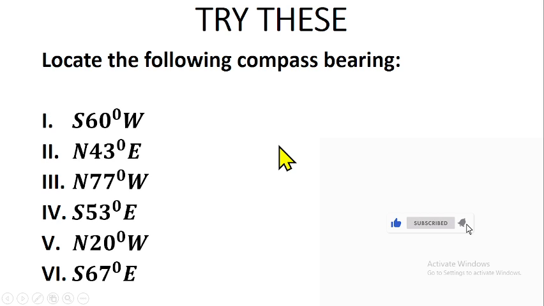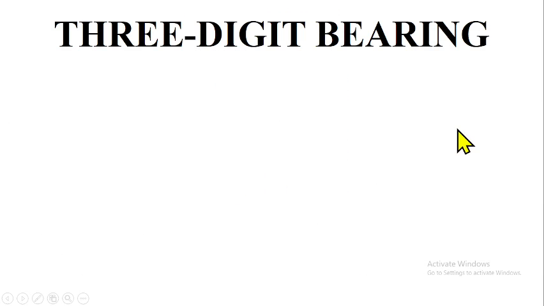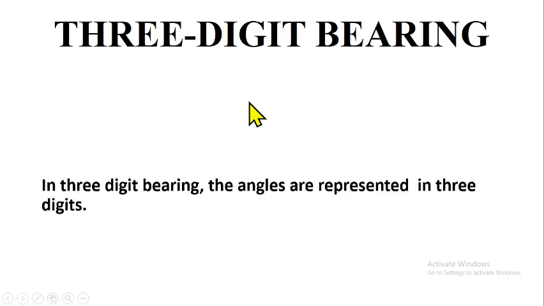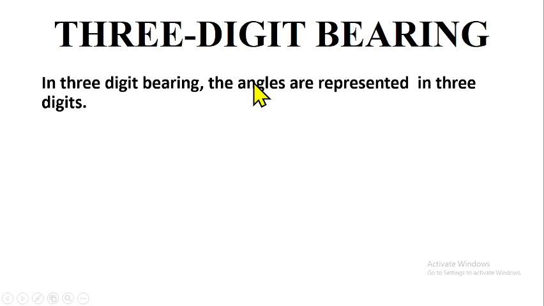Now that we understand what compass bearing is all about, now we can locate them. Let's go to 3-digit bearing. When it comes to 3-digit bearing, the bearing and the angles are represented in 3 digits. It's not like that of compass bearing, where we have where the angle starts from and where it ends, like north to the east, south to the east, north to the west, or south to the west. No, in 3-digit bearing, we only have the angles in 3 digits.